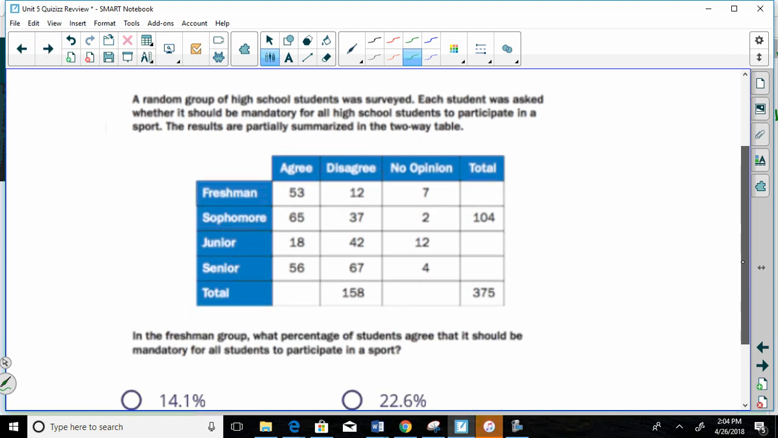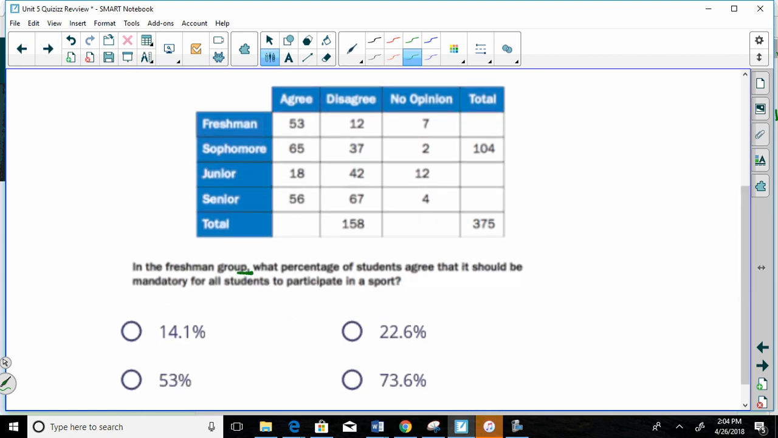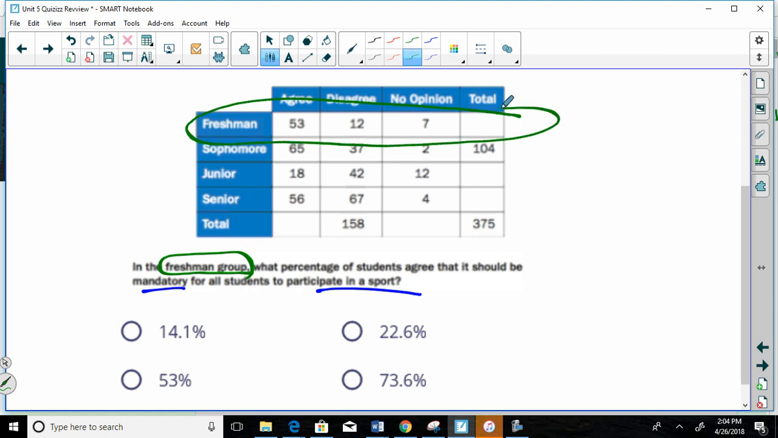This says, in the freshman group, so out of the freshman group, what percent of students agree that it should be mandatory for students to participate in sport? So how many are in the freshman group? You gotta add them all, right? So how many total freshmen are there? 72. So out of the total freshmen, how many believe that it should be mandatory, out of those 72? 53. So that would be your numerator.